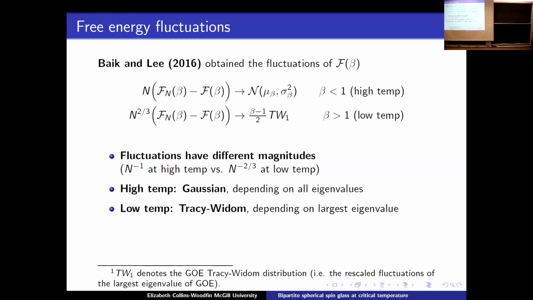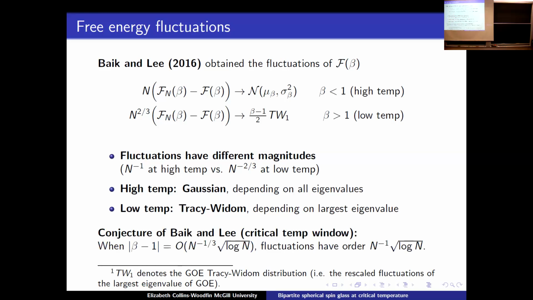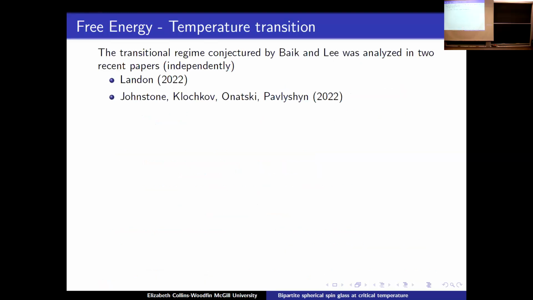The study by Baik and Lee left open the question of what is happening at beta equals 1, the critical temperature threshold, but they did have a conjecture, which is that there should be a critical temperature window. The critical temperature is beta equals 1. And what they said is that if the distance between beta and 1 is on the order of n to the minus 1/3 with square root of log n, then the fluctuations should be n to the minus 1 and square root of log n, in between the two orders that we get in the high temperature and low temperature cases. And this conjecture turns out to be true.